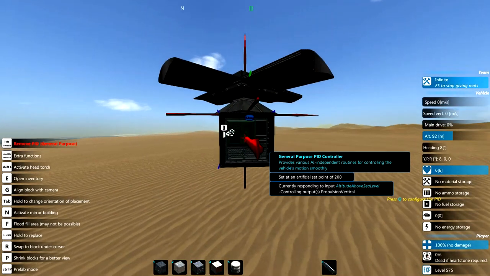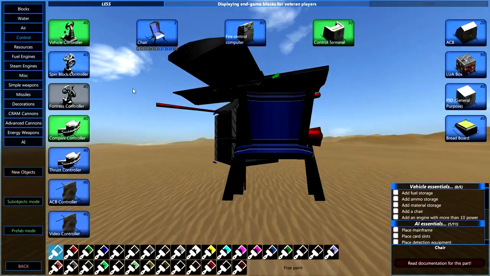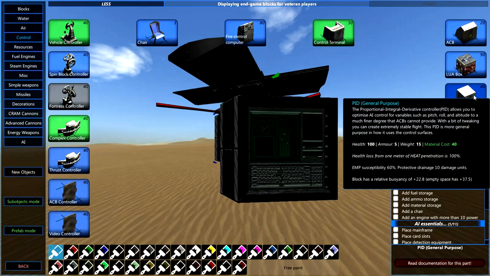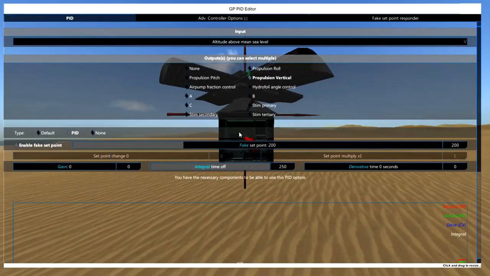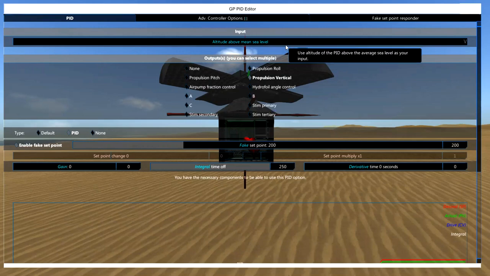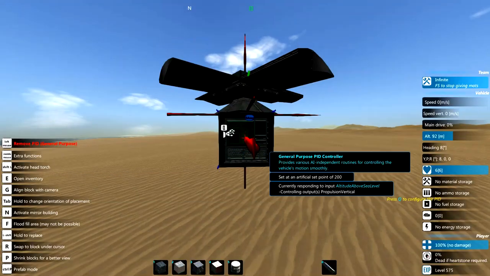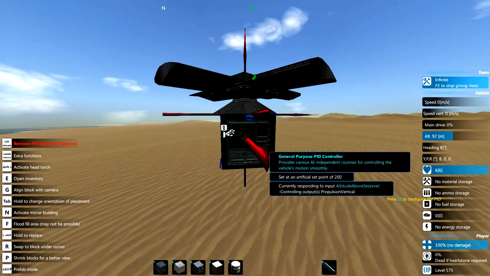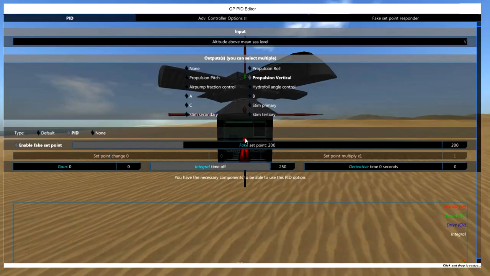As well, the PID controller itself is a general purpose PID controller found in the control section of the build menu. Now, this PID controller is set up for its input being altitude above mean sea level. That means the altitude above the ocean, regardless of our altitude above the land. This altitude is also displayed on the right-hand side of the screen. It currently says 92 meters altitude.